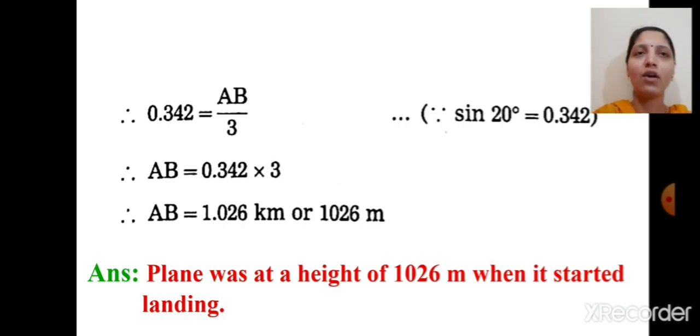Okay, so I hope you all have understood all these sums. With this I will end this session here. Thanks for watching this video, and in the next video we are going to start with geometrical construction. So be ready with your geometry box.